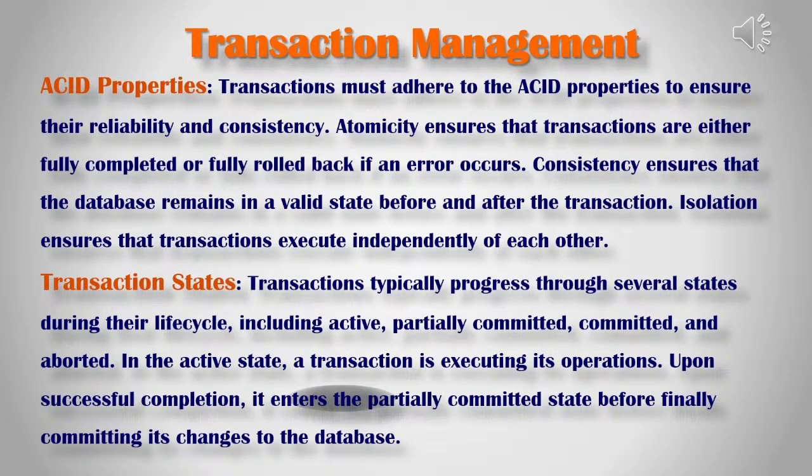Transactions typically progress through several states during their life cycle, including active, partially committed, committed, and aborted. In the active state, a transaction is executing its operations. Upon successful completion, it enters the partially committed state before finally committing its changes to the database.